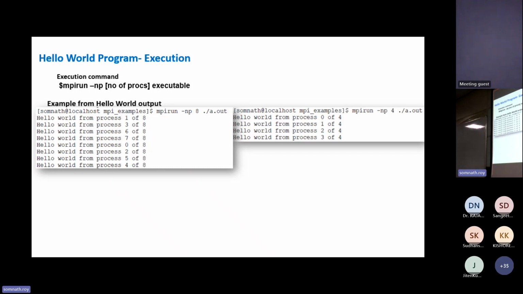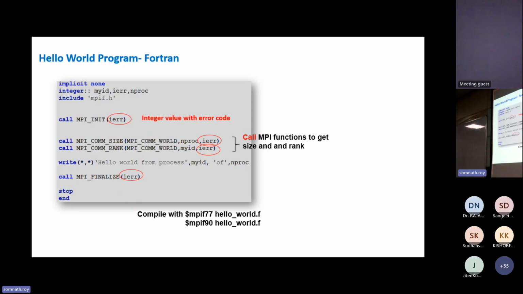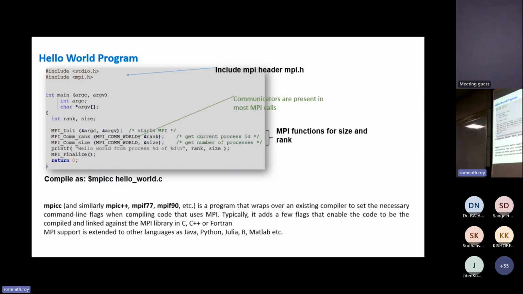If you run it in 8 processes, you will get "hello world from process 1 of 8", "hello world from process 3 of 8", starting from 0 up to 7. Each process is running independently, so there is no order. If you run it in 4 processes, you may get 0, 1, 2, 3, but in another execution it can be 0, 2, 3, 1.